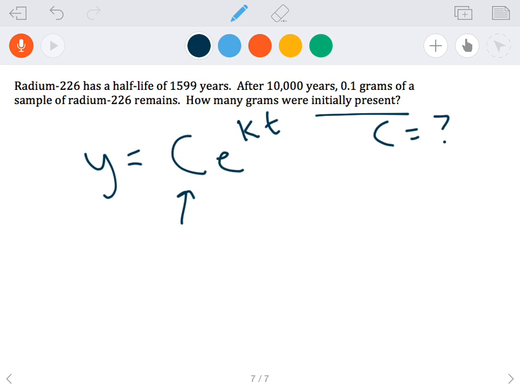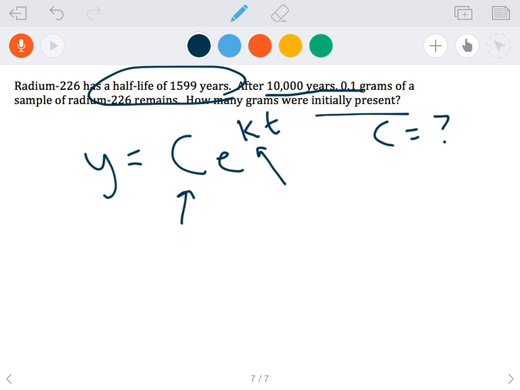To be able to do that, I've got to have a value for k. And I need a data point to solve for k, and I do have a data point. It says after 10,000 years, 0.1 grams remains. That's not going to help me if I don't have C, right? So I need to use some other piece of information, and here's what I have. It has a half-life of 1,599 years.